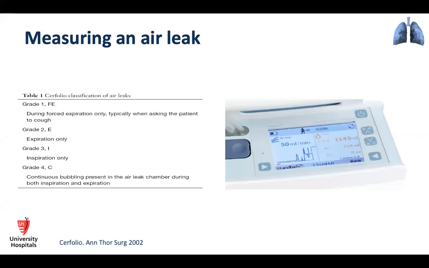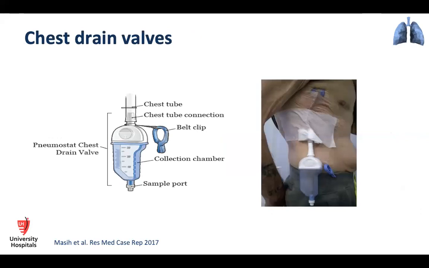And that's the leak that usually is the biggest problem. You can measure the flow of the leak by an actual flow meter. Oftentimes it doesn't really help much in terms of management, so we use the clinical classification. If someone has a grade 1 or grade 2 leak and the lung does not deflate with coming off suction, then you could potentially send them home with a pneumostat.